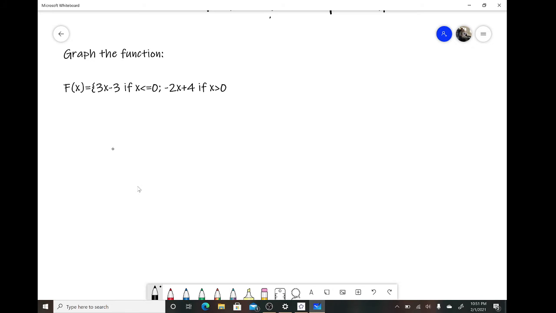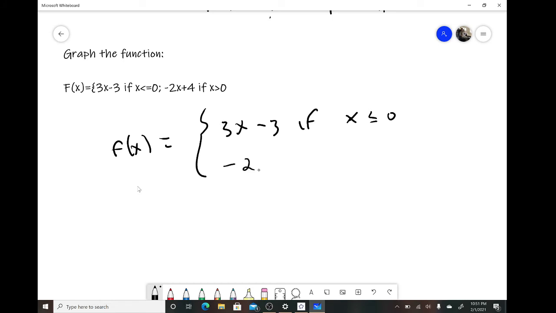So what do we have here? We have f of x equals 3x minus 3 if x is less than or equal to 0, or f of x equals negative 2x plus 4 if x is strictly bigger than 0. So if x is positive, you're going to use the second rule. If x is 0 or negative, you're going to use the first rule. And we have to graph this.